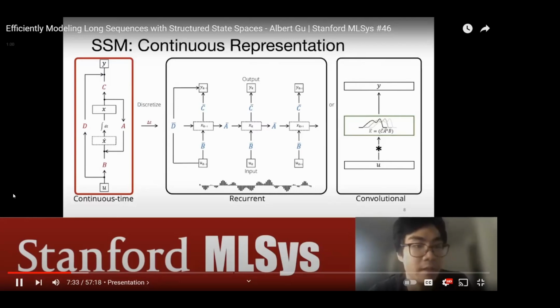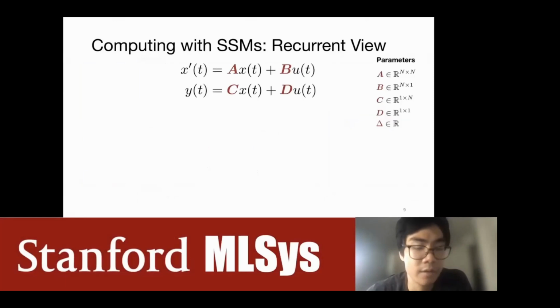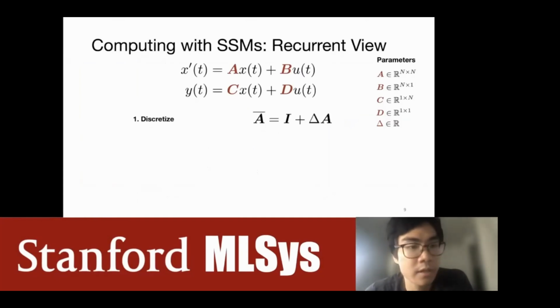Continuous time model. It defines a function-to-function map. Now, to work on sequences instead of functions, we will need to convert this from continuous time to discrete time. Basically, there are certain well-studied formulas or transformations that can take your continuous time parameters A, B, C, D into discrete parameters A bar, B bar, C bar, D bar. They're basically just simple formulas of the original parameters.